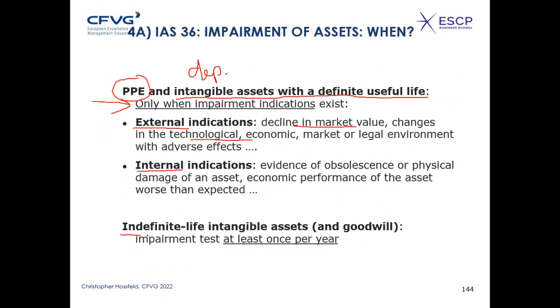However, for indefinite life intangible assets, so intangible assets that do not have a limited useful life and therefore are not amortized, that includes goodwill, we need to do an impairment test every year. Since I stick with the original book value, I need to test every year if maybe there is a loss of value. So impairment testing for non-current assets is not done all the time. It depends on what type of asset.